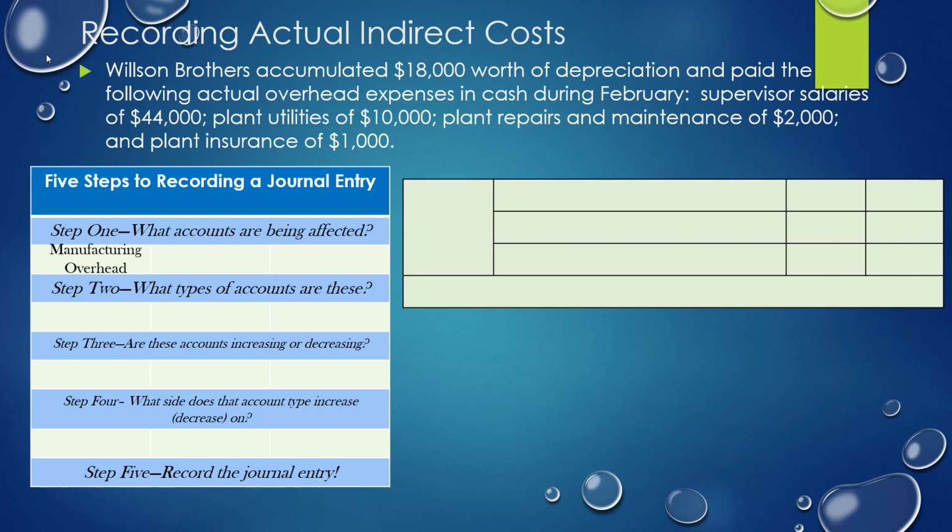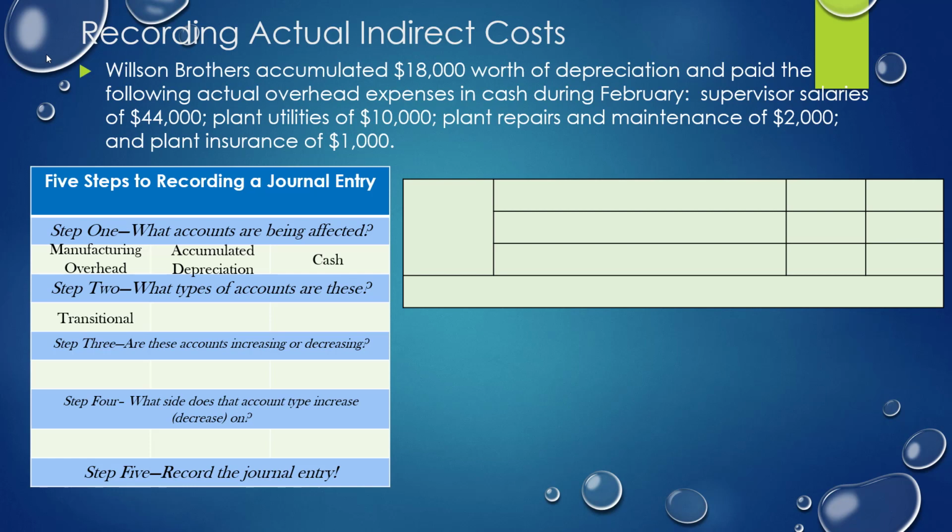Well, we got two components here. Firstly, depreciation is a non-cash expense. Depreciation is recorded in a separate account called accumulated depreciation. And then cash is going to be the other account because we paid for all those other things in cash during February. What type of accounts do we have?